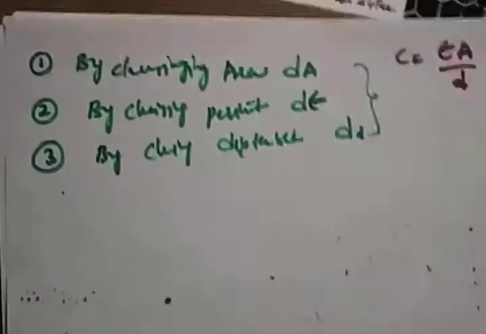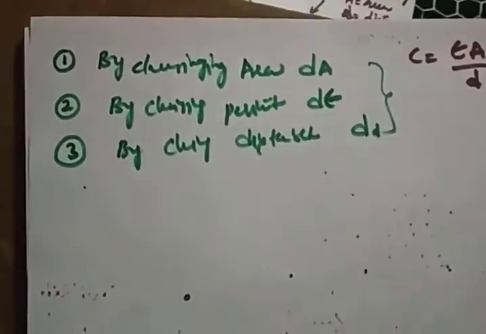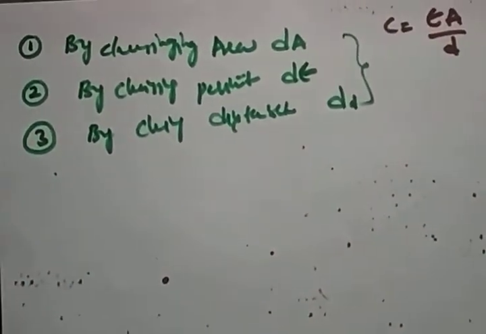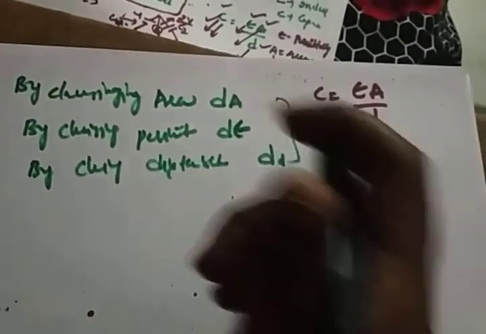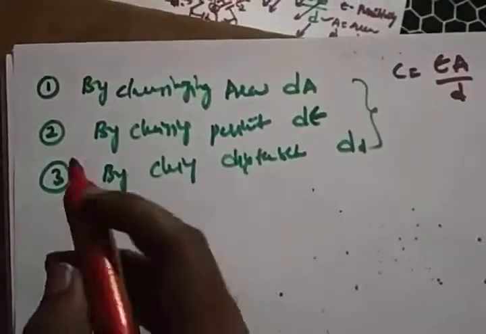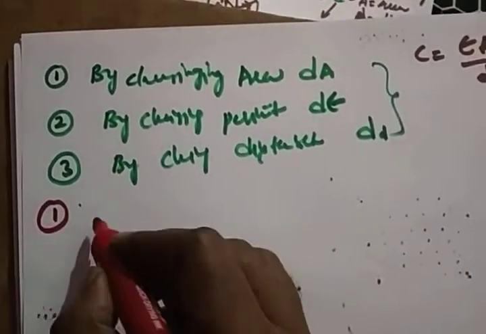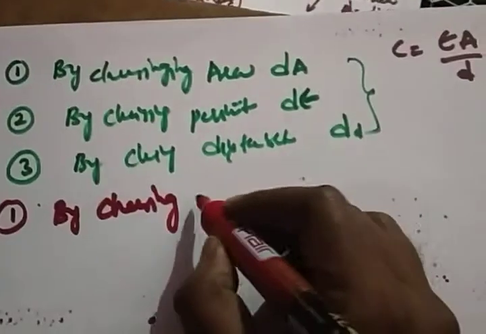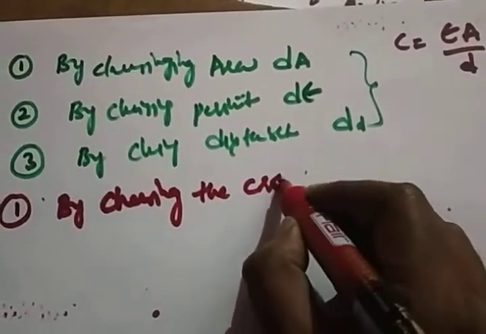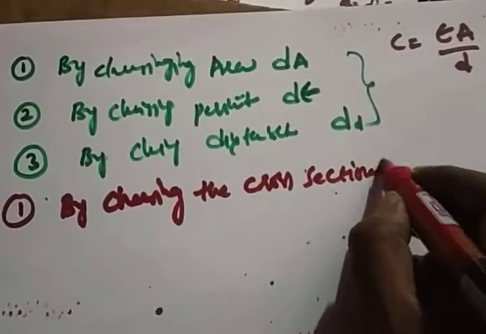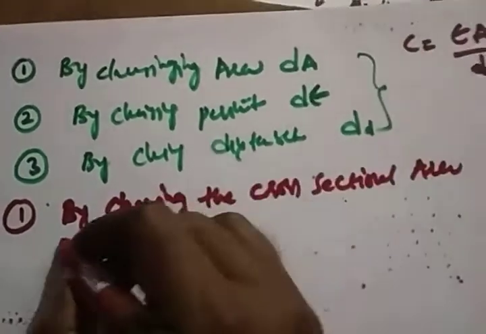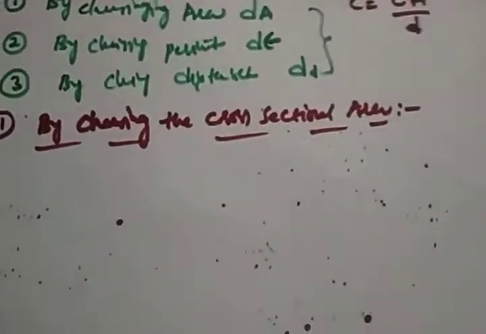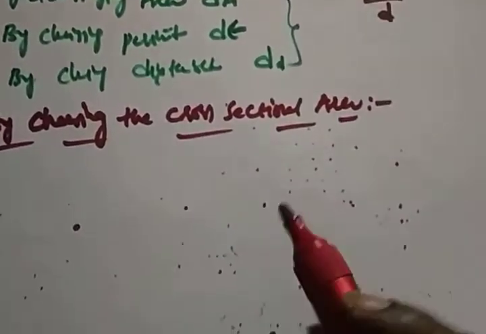That's it. I just want to explain each and every concept. So first we'll go for changing the cross-sectional area. I am taking two parallel plates.